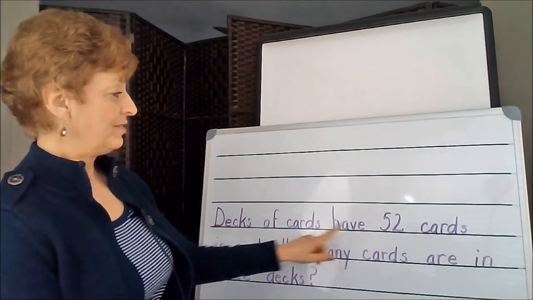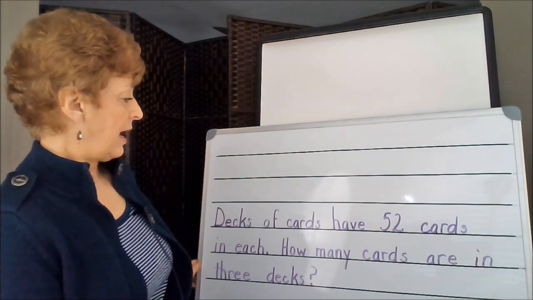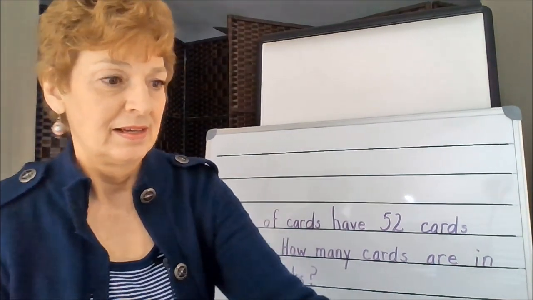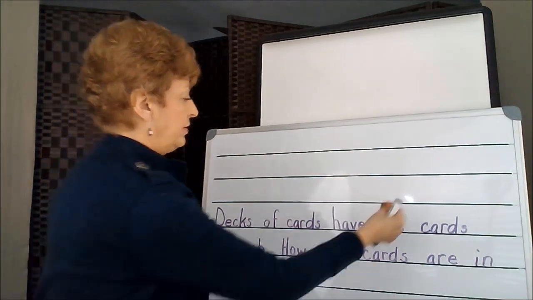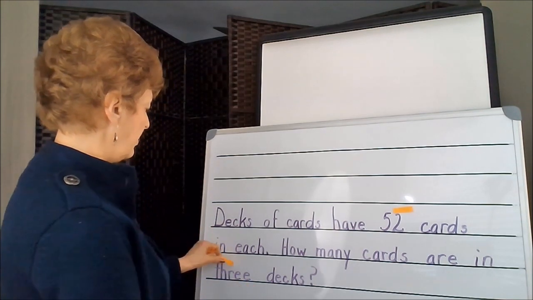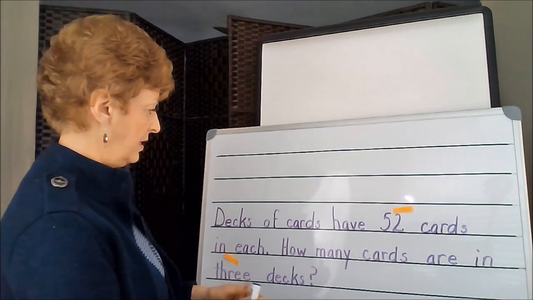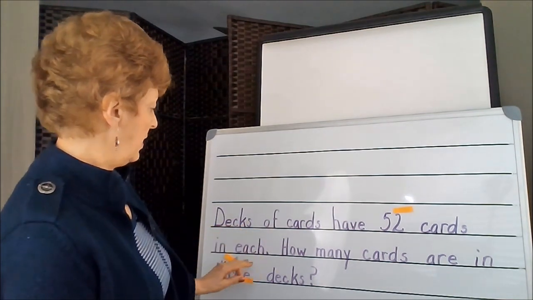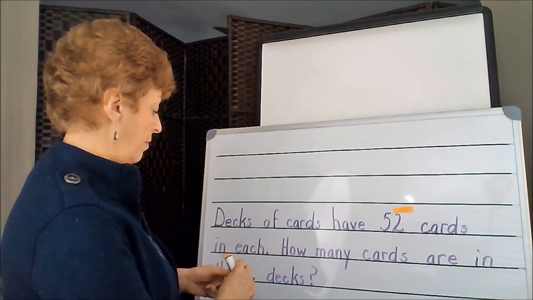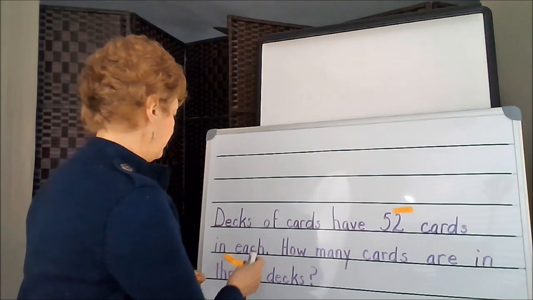Decks of cards have 52 cards in each. How many cards are in 3 decks? 52. Here's the word 3. Each is a very good clue word for multiplication or division.